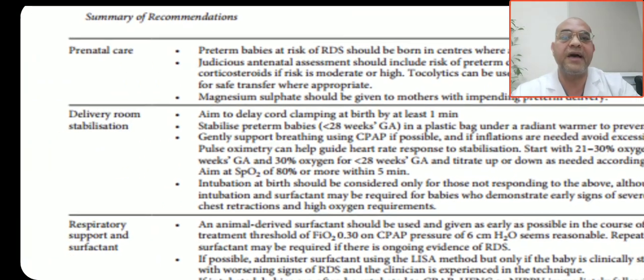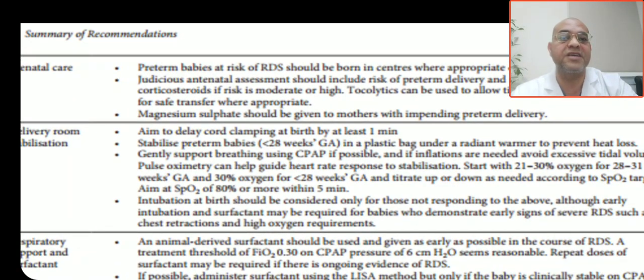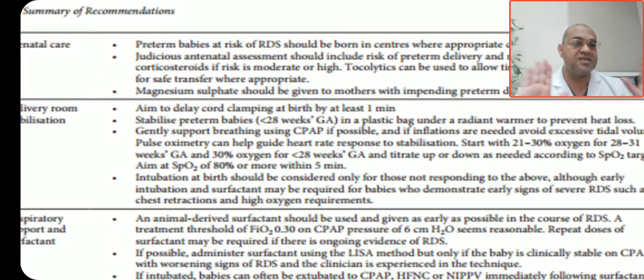Then we'll go to delivery room stabilization. This is NRP. Just as the baby is delivered, inform the OB/GYN doctor: please do delayed cord clamping. What is the meaning of delayed cord clamping? It will be 30 to 60 seconds, almost 1 minute, at least 1 minute. Why do we need to do this practice?